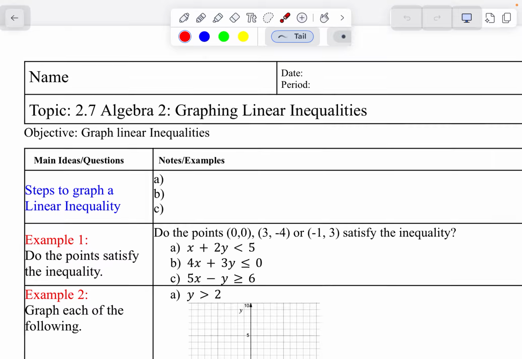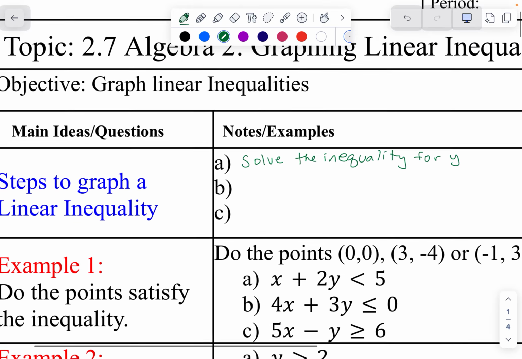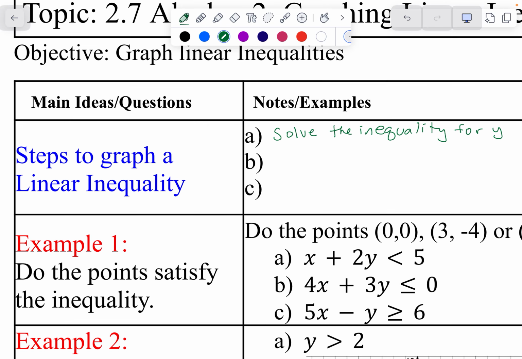The steps to graph a linear inequality. The first thing that you want to do is to solve the inequality. Now, usually, these are linear inequalities, so you're going to solve the inequality for y. Normally, I'm not particular as to if you solve for x or you solve for y, but in this particular case, you want to solve it for y.